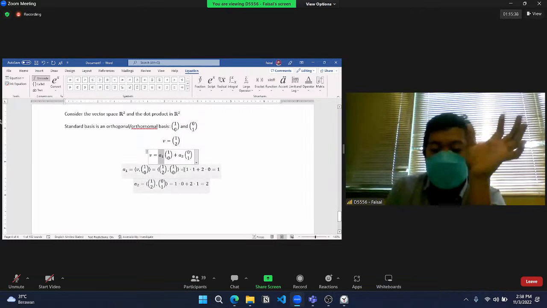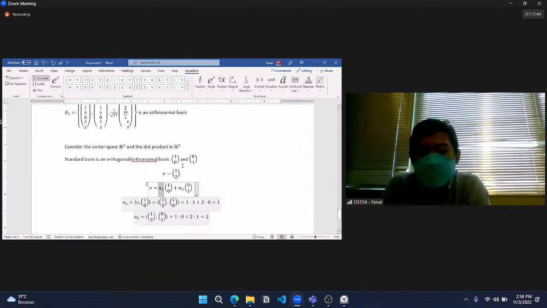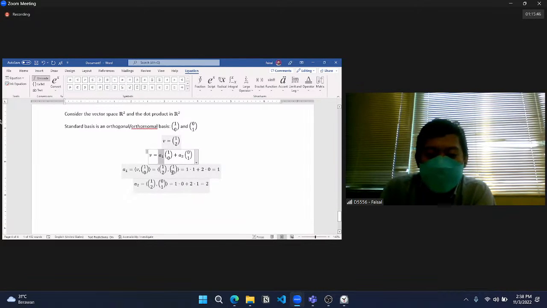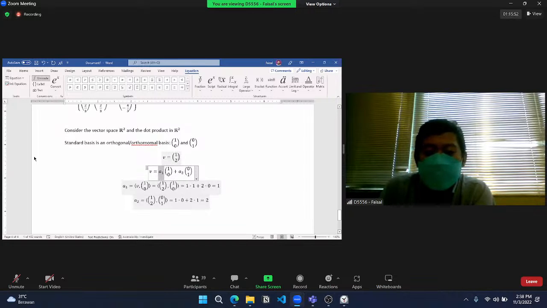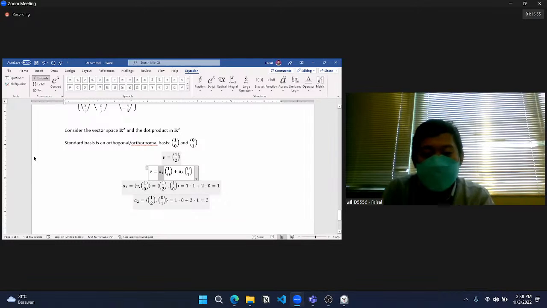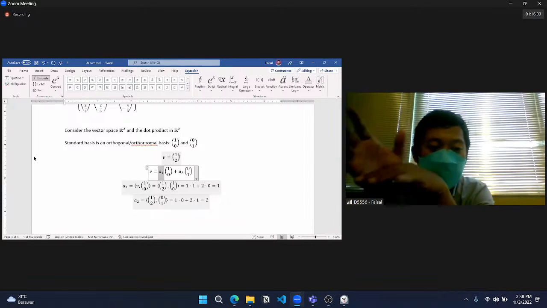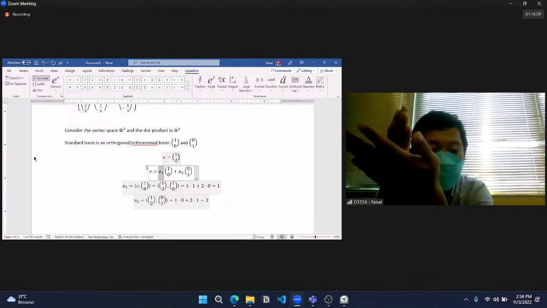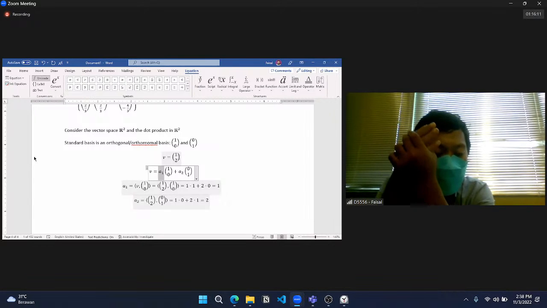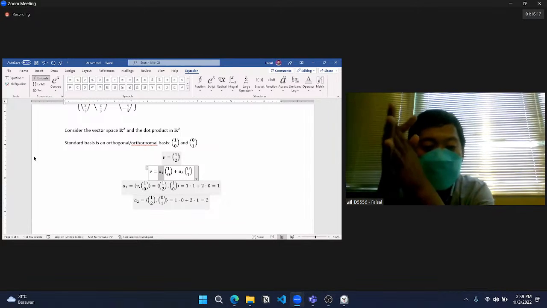Okay, any questions for orthonormal basis? Any questions? Maybe this is not a good example to show the properties, but you can choose any orthonormal basis, not the standard basis. And this property also holds for any orthonormal basis.